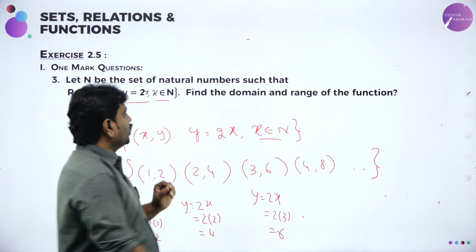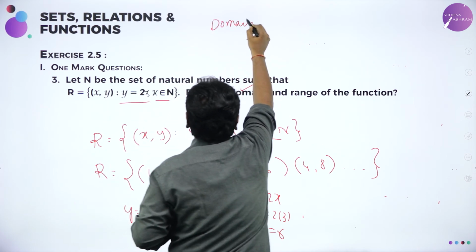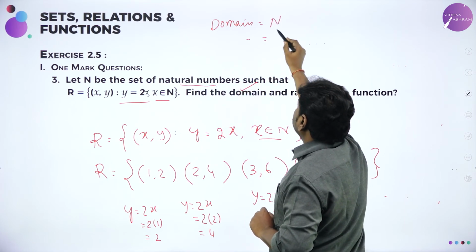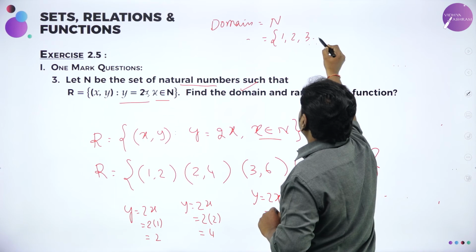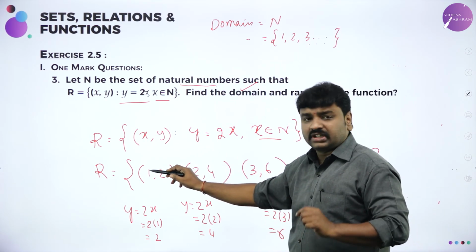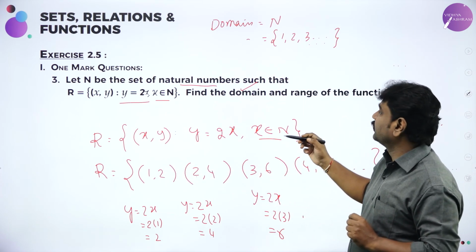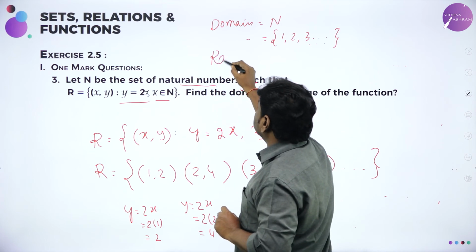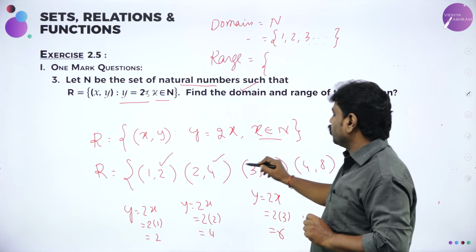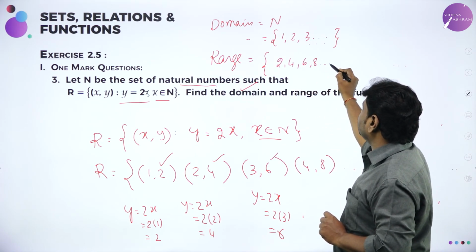In this relation they want domain. Domain means set of all the first elements. Domain is natural numbers. So N. Or you can also say 1, 2, 3, and so on, natural numbers. So here I wrote 1, 2. See, first elements, the set of x values, is domain. X values are 1, 2, 3. They are natural numbers. And range means set of images, the set of second values. Second values are 2, 4, 6, like that. So 2, 4, 6, 8, the set of even numbers.